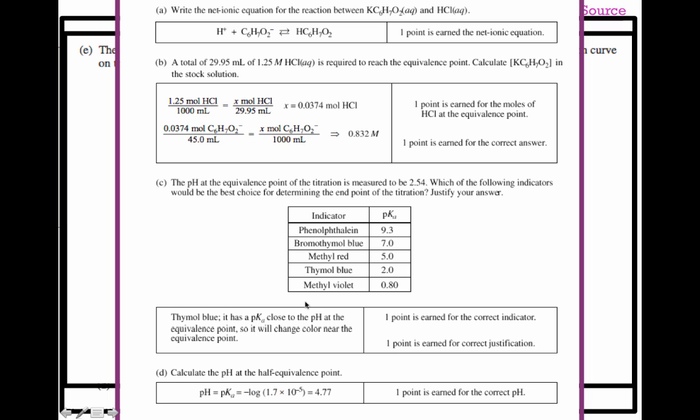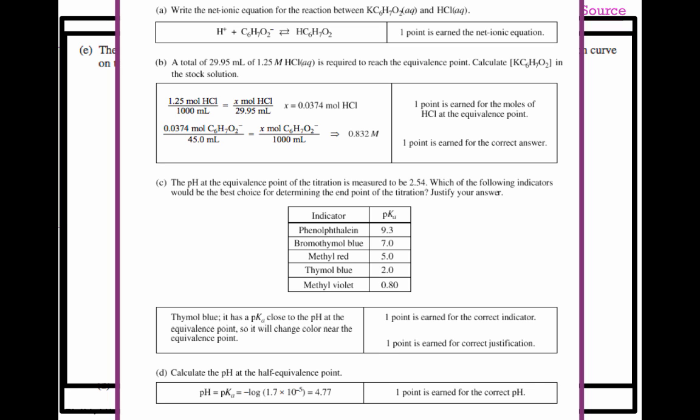Right? That's a justification. pH at the half equivalence point. Oh, I read equivalence point. Half equivalence point is much, much easier, right? Because if you remember, the pH at the half equivalence point equals the pKa of the acid. Right? Half equivalence point, pH equals pKa.